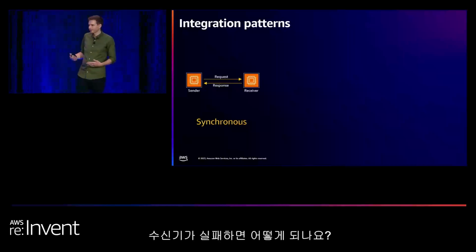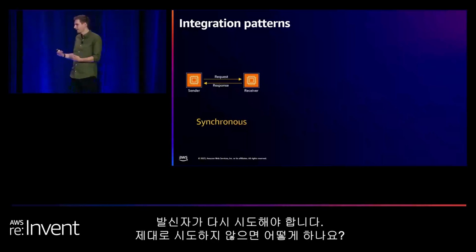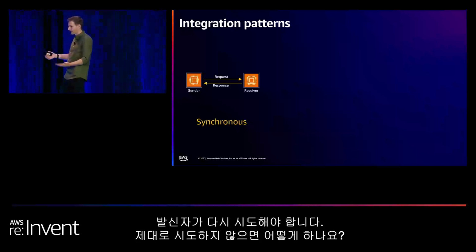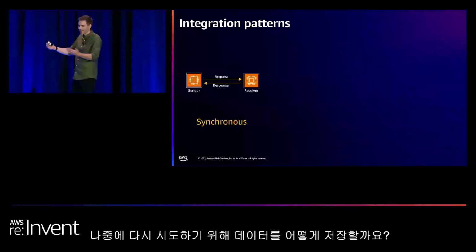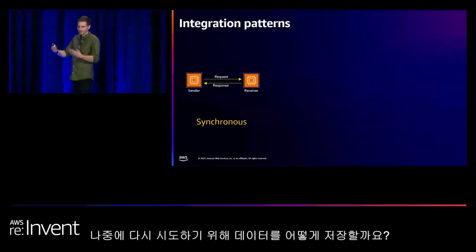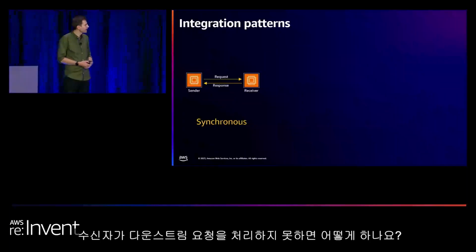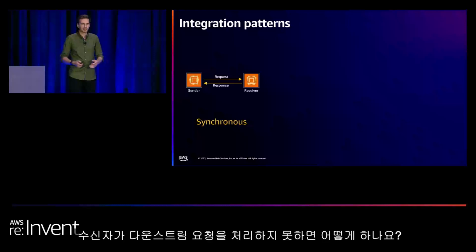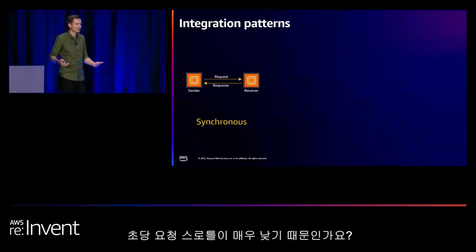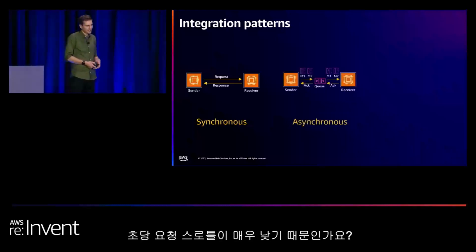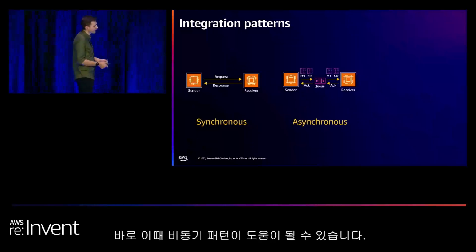What if the receiver fails? The sender has to try and retry. And what if they don't do that properly? And how do they store that data to retry at a much later time? What if the receiver can't cope with downstream requests because there's a very low request per second throttle? But this is where asynchronous patterns can help us.